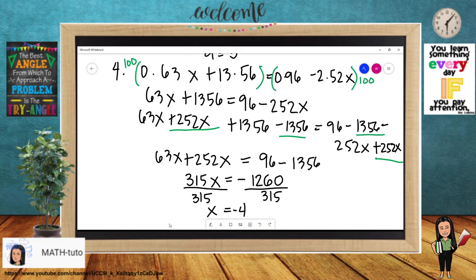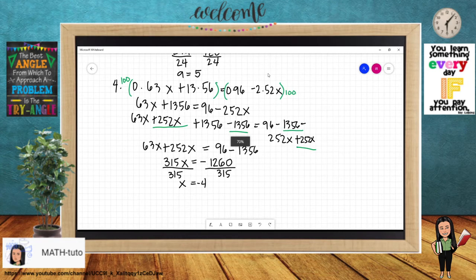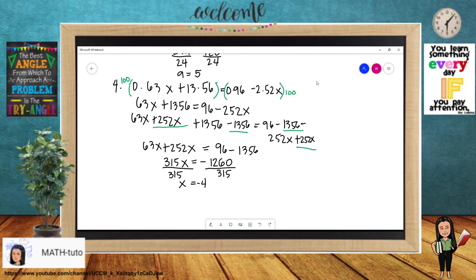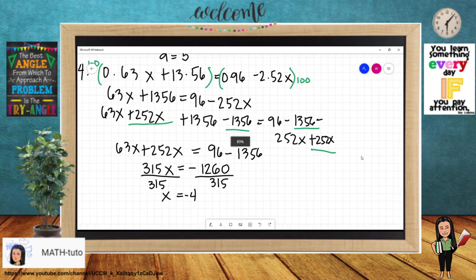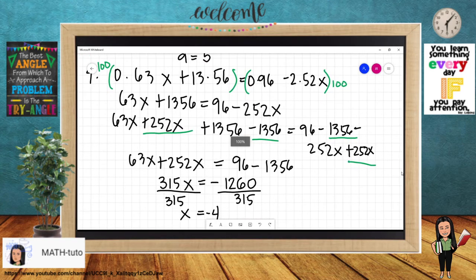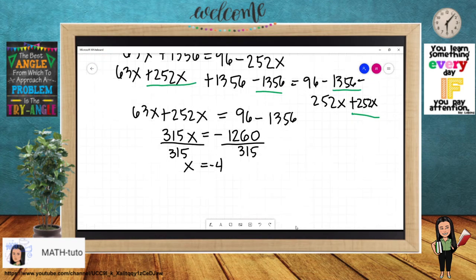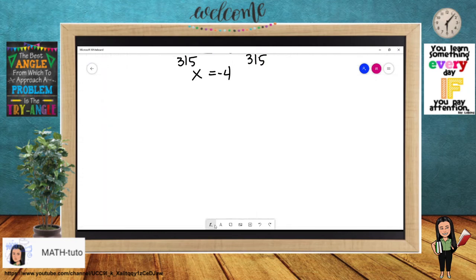Anong number? Tama ba yung numbering ko? Is this really example number 4? Okay. Sige, let's have another example. Number 5 na tayo. Number 5.